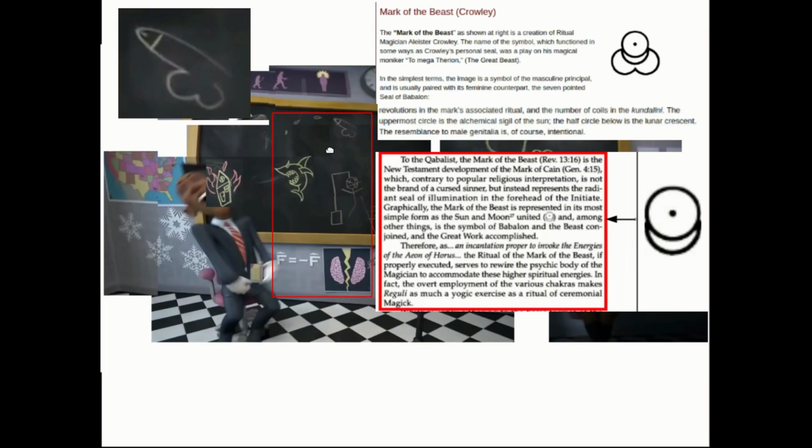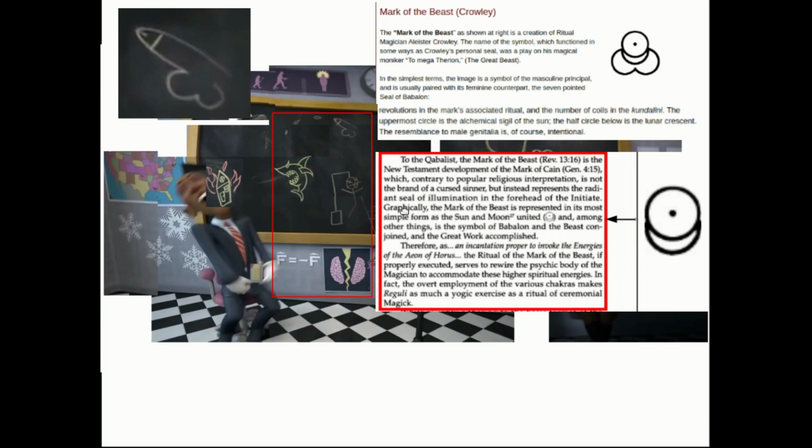Now, let's look quickly. How is this the Mark of the Beast? According to Crowley, the Mark of the Beast symbol is this symbol. It, of course, looks like male genitalia, but up here you have a symbol of the sun. That's the circle with the point in the middle. And the part beneath it is the crescent moon, and it's the union of the moon and the sun that the symbol, the Mark of the Beast, is represented by.